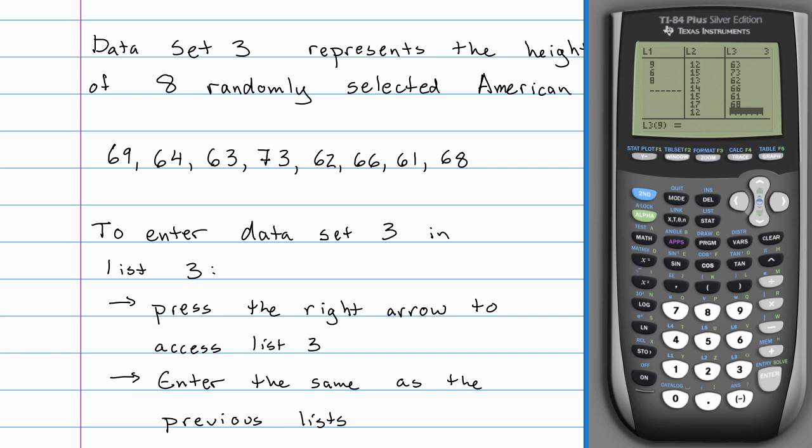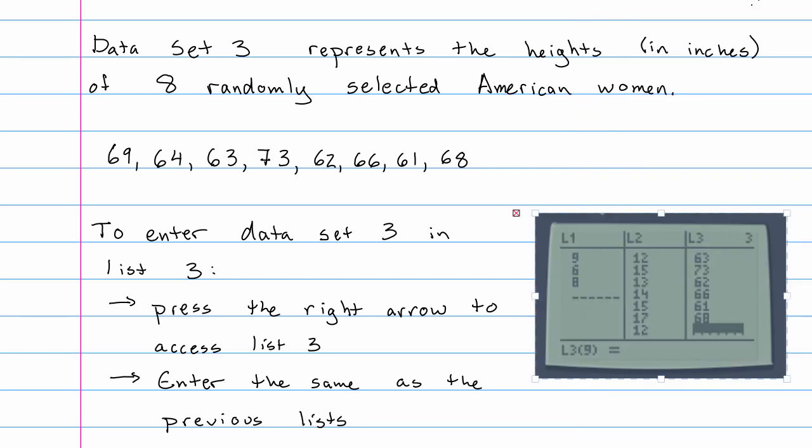If you haven't yet finished entering List 3, go ahead and pause the video and finish. Again, when you finish entering this list, we had 8 numbers. When you finish entering, it should tell you that you're about to enter the 9th number if you entered another one. All right, our last data set is a really big data set.